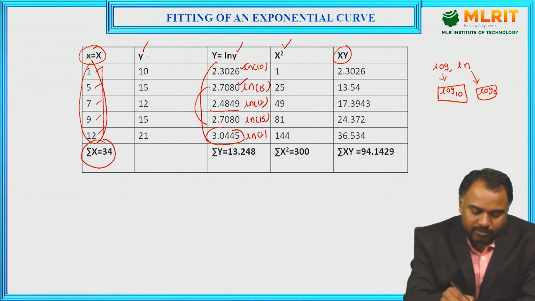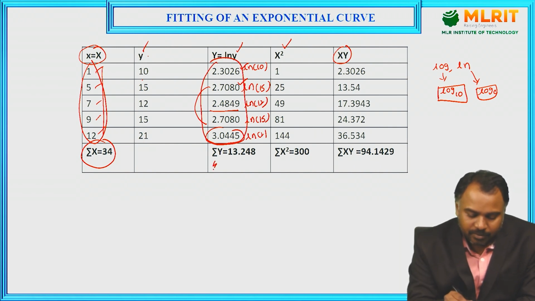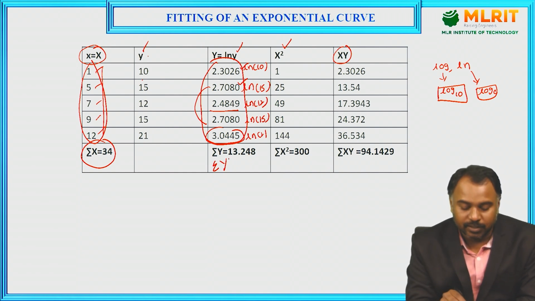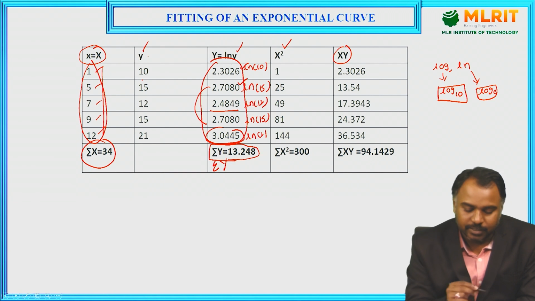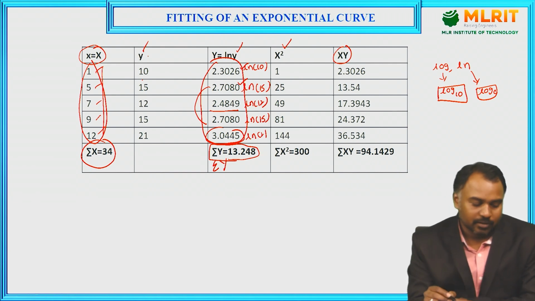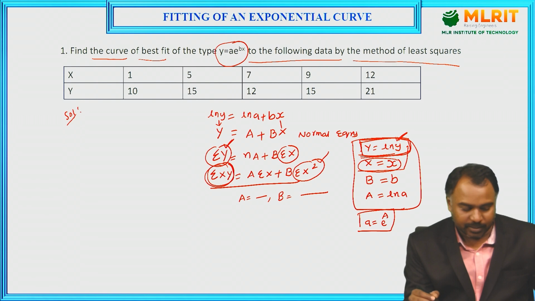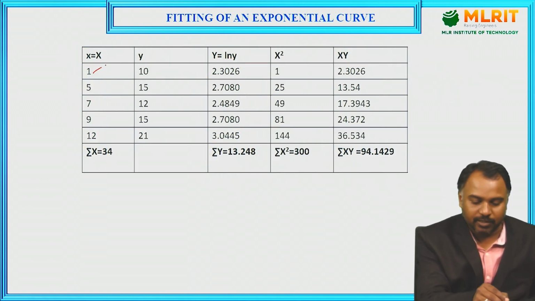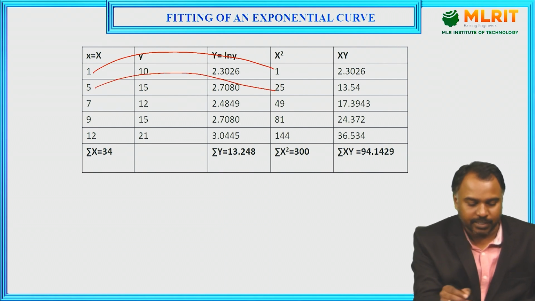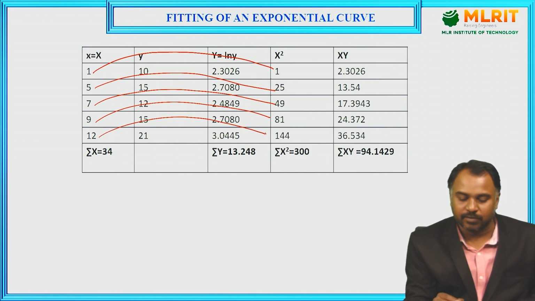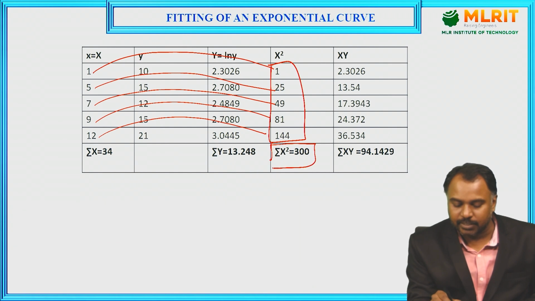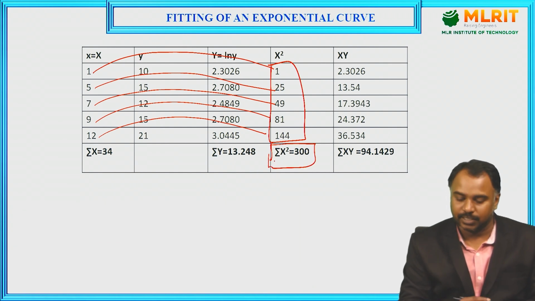So the sum of these values is required, because in the equation we require summation Y. So that is what we are finding: the sum of these values, which is 13.248. Now the second equation will have summation x square required, where we need to find x square. As you know, the squares of these values are 1 square is 1, 5 square is 25, 7 square is 49, 9 square is 81, 12 square is 144. So the sum of these particular values, just type it in the calculator, gives summation x square, which is equal to 300.